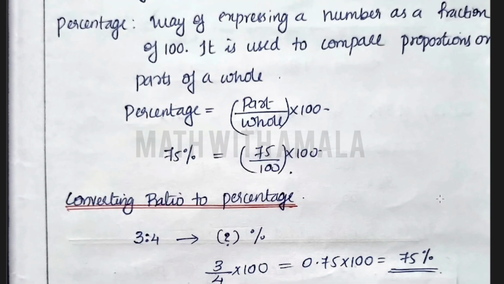Percentage can be written like part by whole into 100, and it can be found with some values like 75. 75 percentage is actually 75 by 100 into 100. Percent means out of 100.